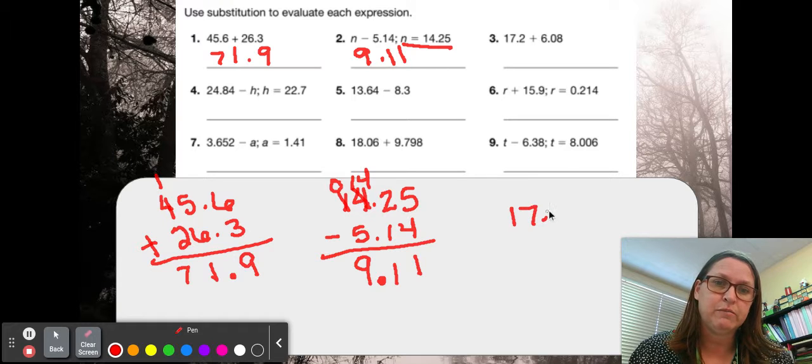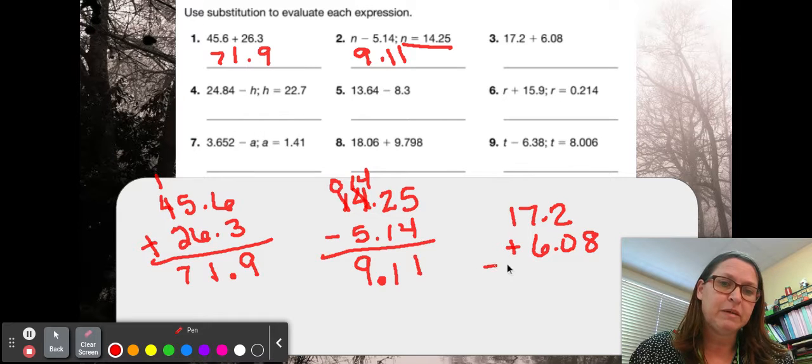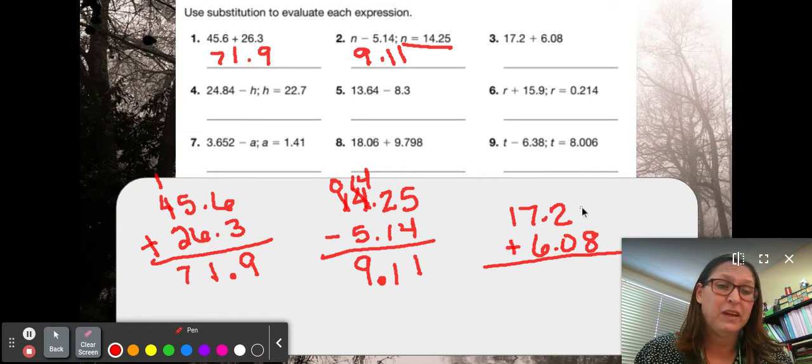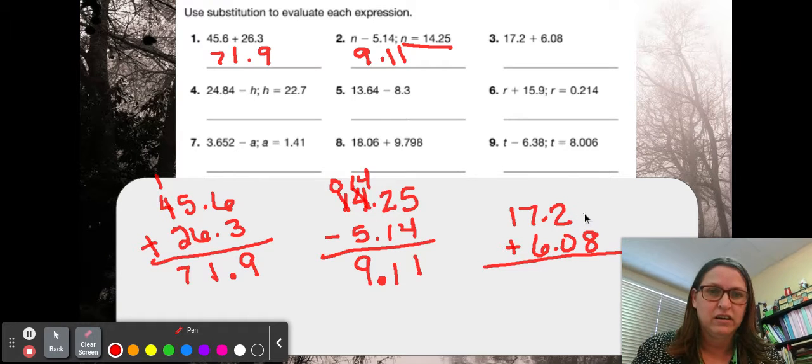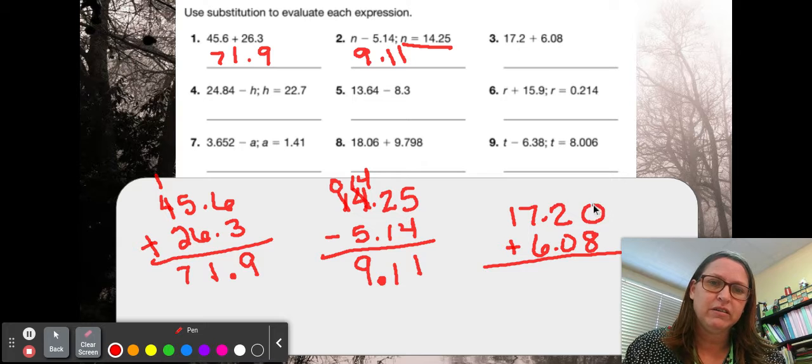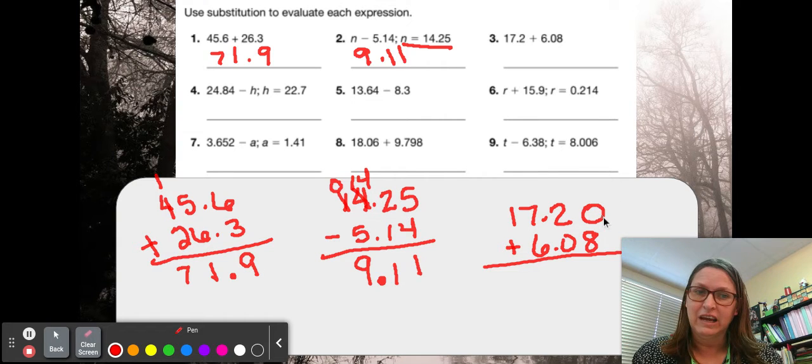We're going to do number 3. I have 17.2 and 6.08. Notice this one, I did line up my decimal point, but this one I have to do step number 2 because I have a 0 that I need to add. So I need to add my 0 up here above my 8.